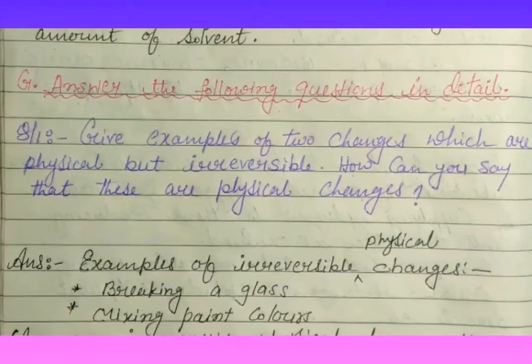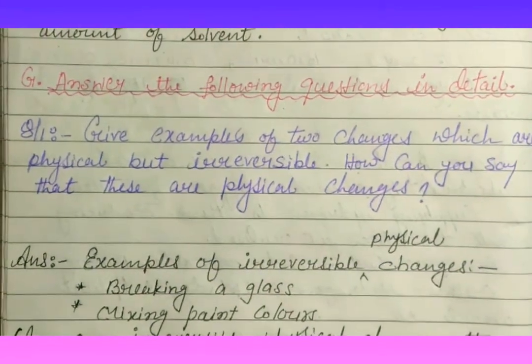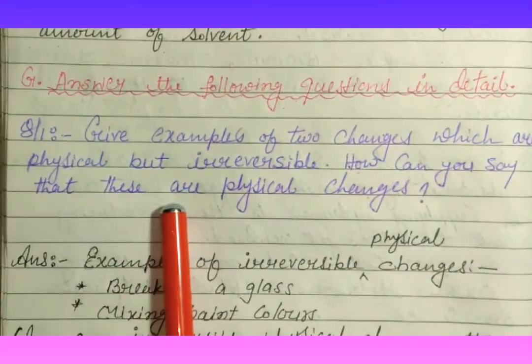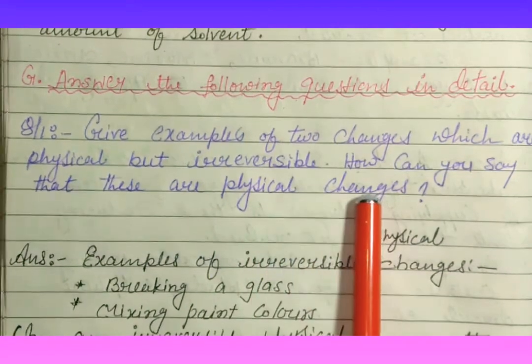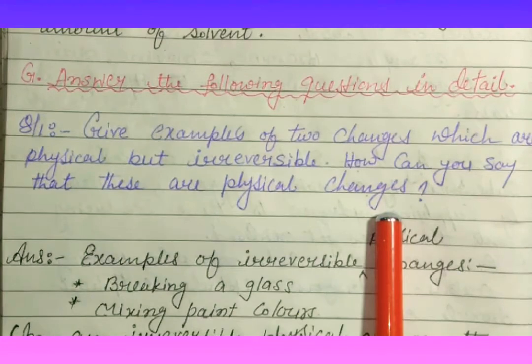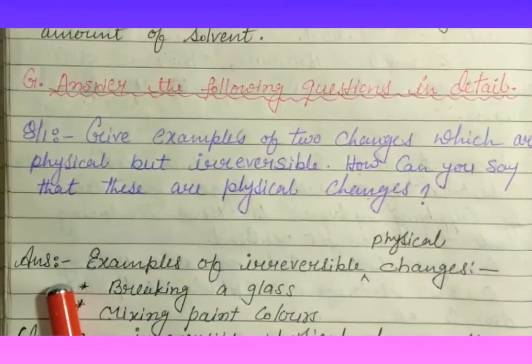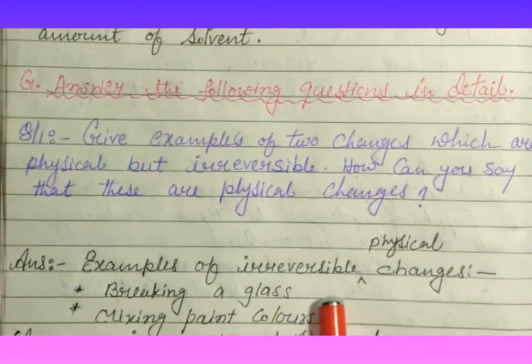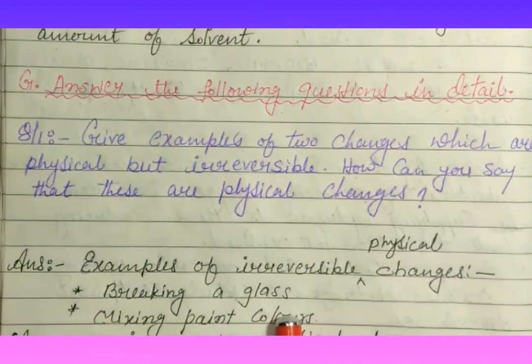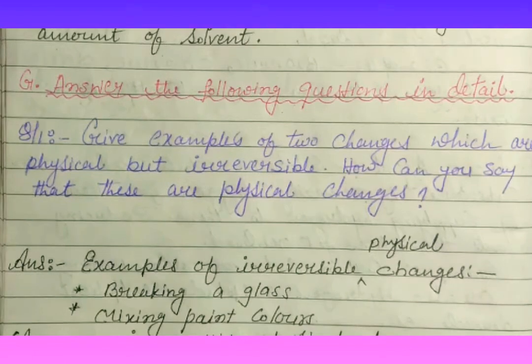Answer the following questions in detail. Number 1. Give examples of two changes which are physical but irreversible. How can you say that these are physical changes? The answer will be examples of irreversible physical changes: breaking a glass, mixing paint colors.